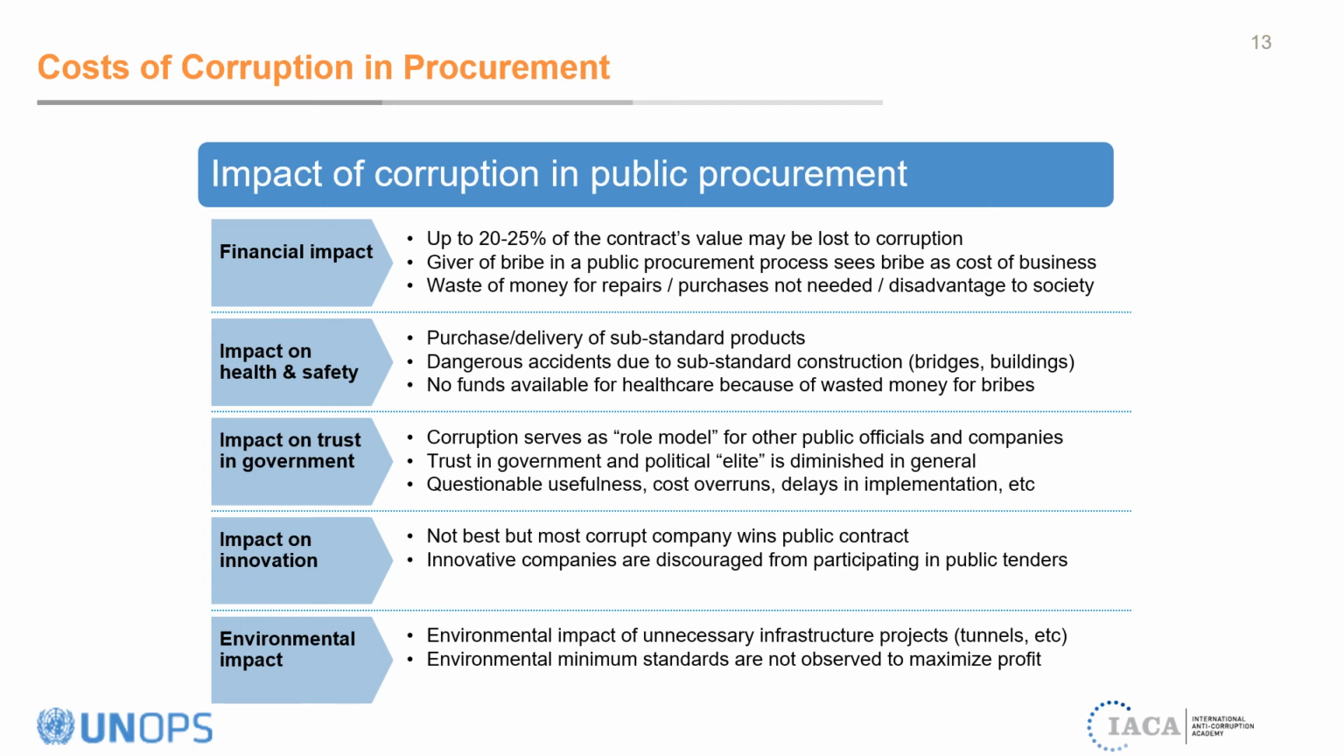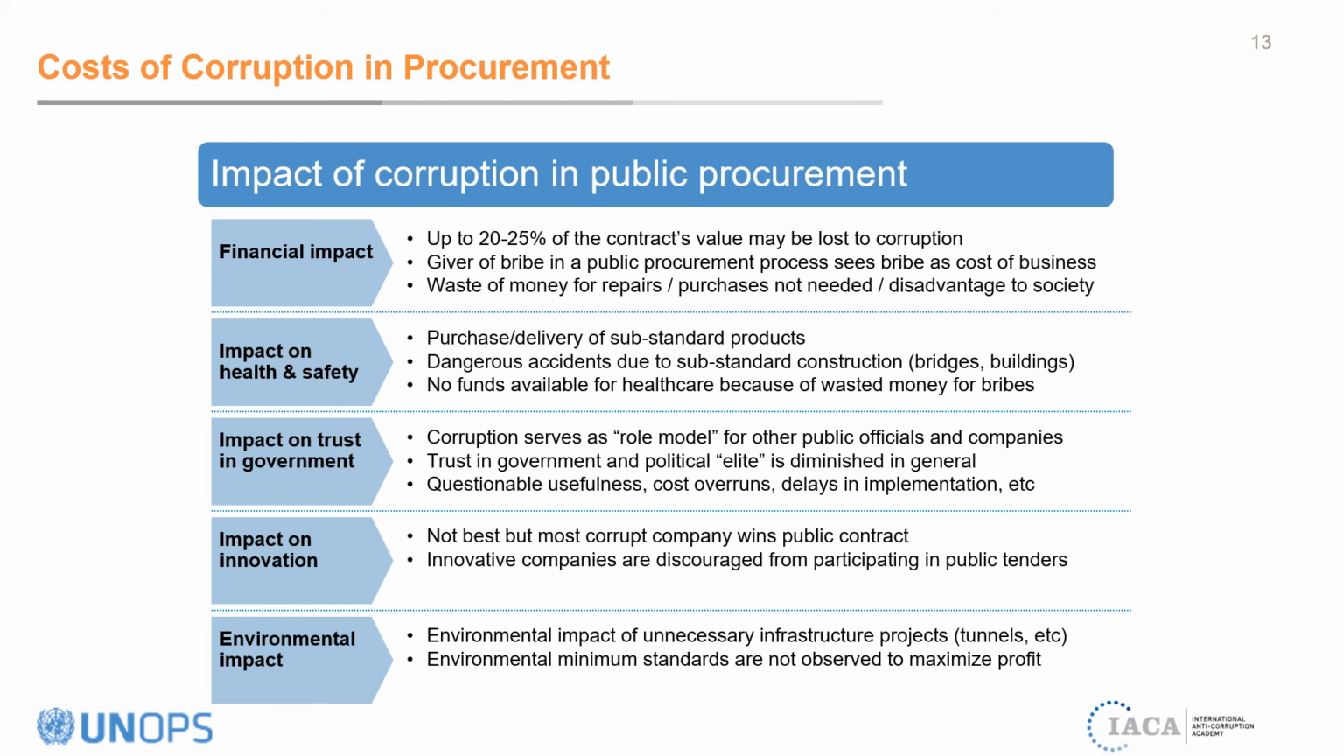This is the reputational risk. Corruption serves as a role model for other officials and companies, and if there's pervasive corruption coming from the procurement sphere, that can taint other parts of the government as well. Corruption will erode the trust in the government and its political elite, and there is the questionable usefulness of goods being purchased, cost overruns, delays in implementation, etc. All of these things undermine the public trust in the government. This is the reputational risk that we spoke about before.